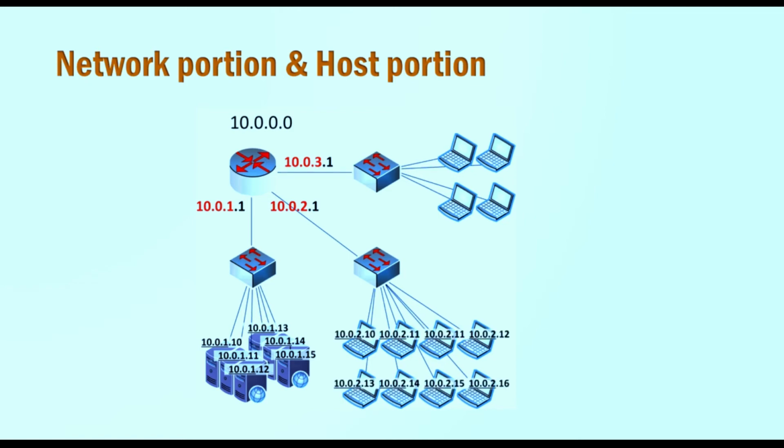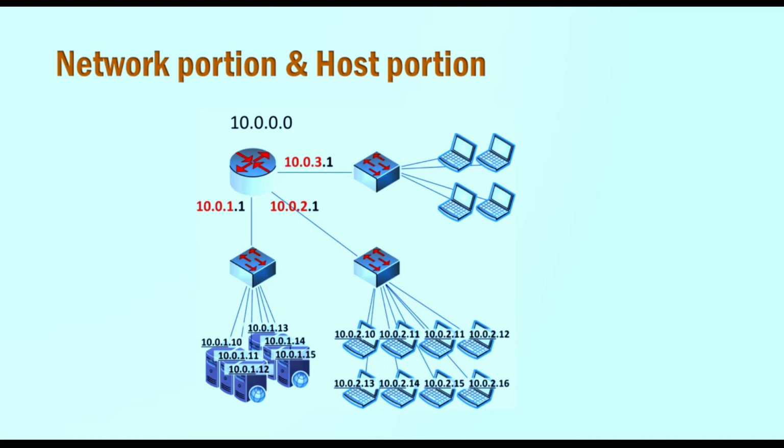Now let's look at our second network. All of the devices have IP addresses like 10.0.2.something. The first laptop is 10.0.2.10, then the second one is 10.0.2.11. You can again notice the rule here. The network part is the same for all devices and for the gateway.